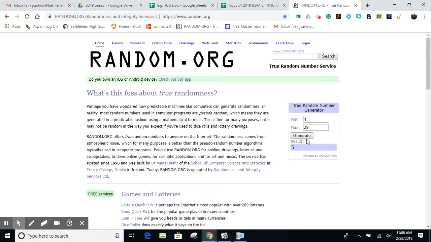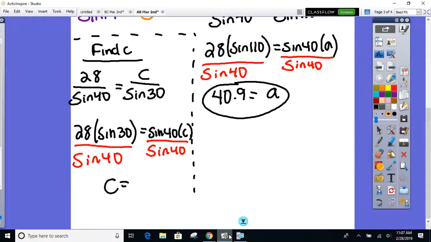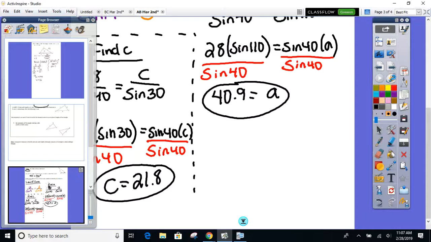Nearest 10th. What do you got there, superstar? 21.8. Boom. It's not too bad, huh? Maybe I should have shown it to you before sine, cosine, tangent. Again, any triangle. You have a right triangle, you can still use it. Any triangle, this can be used. But one doesn't make you great, as usual.